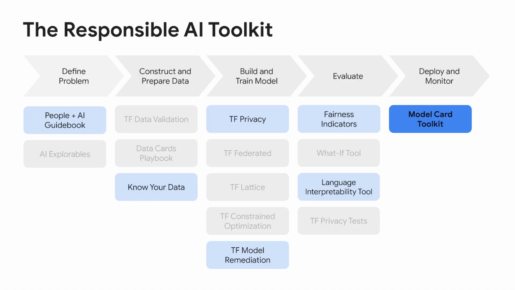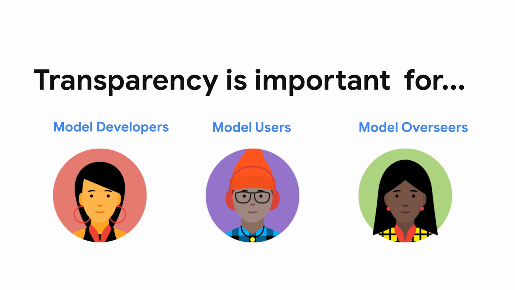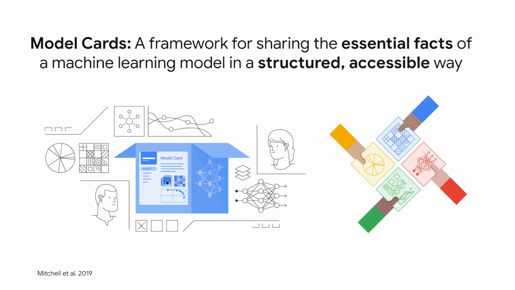The last tool we'll dive into today is the Model Card Toolkit. Model transparency is important for a wide variety of audiences: model developers who are making decisions about how to incorporate a model into a product, users who are impacted by those models, and overseers who want to ensure the model is working as intended. Model cards help to enable transparency by providing a framework that communicates the essential facts of an ML model in a structured, accessible way.